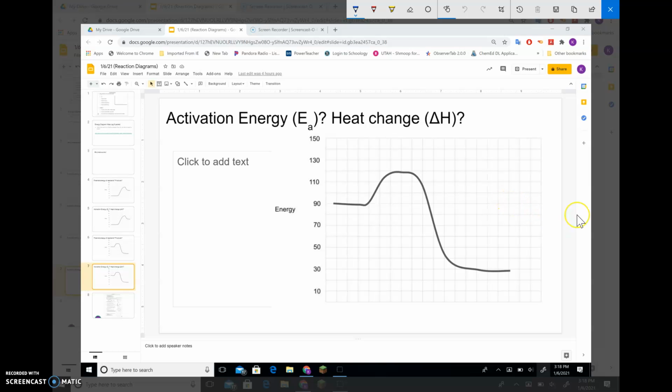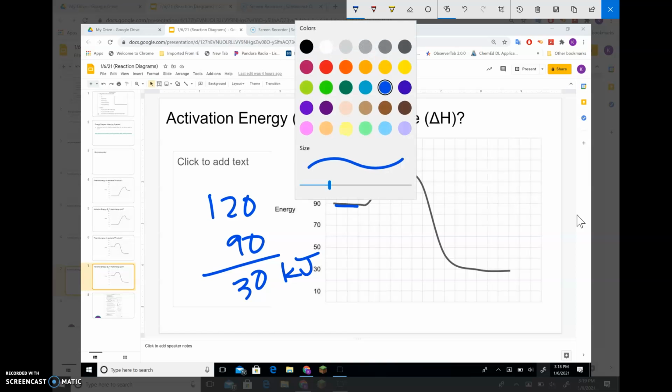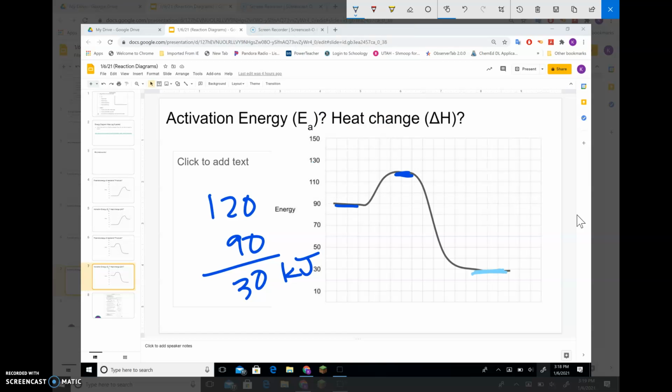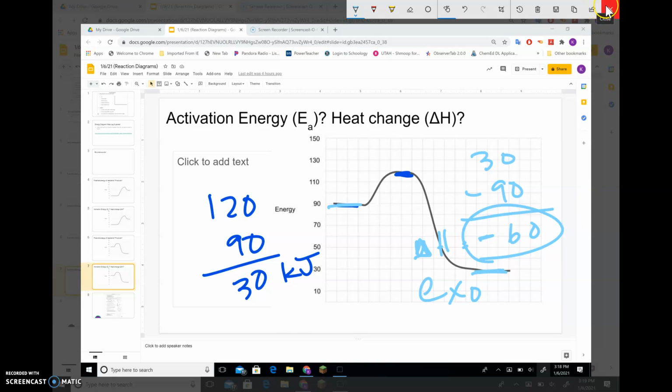Okay, here we go. On this one, activation energy again is the highest point, which on this graph is 120. And we're subtracting the starting point, the reactants. So we get 30 kilojoules for our activation energy. For our delta H, again, it's the products, 30, minus the reactants, which is 90. So 30 minus 90 is a negative 60. Okay, that's your delta H. That's supposed to be a triangle. And that negative sign is very, very important. That tells us that this graph is exothermic. And so make sure you are very, very careful and you keep your signs correctly.